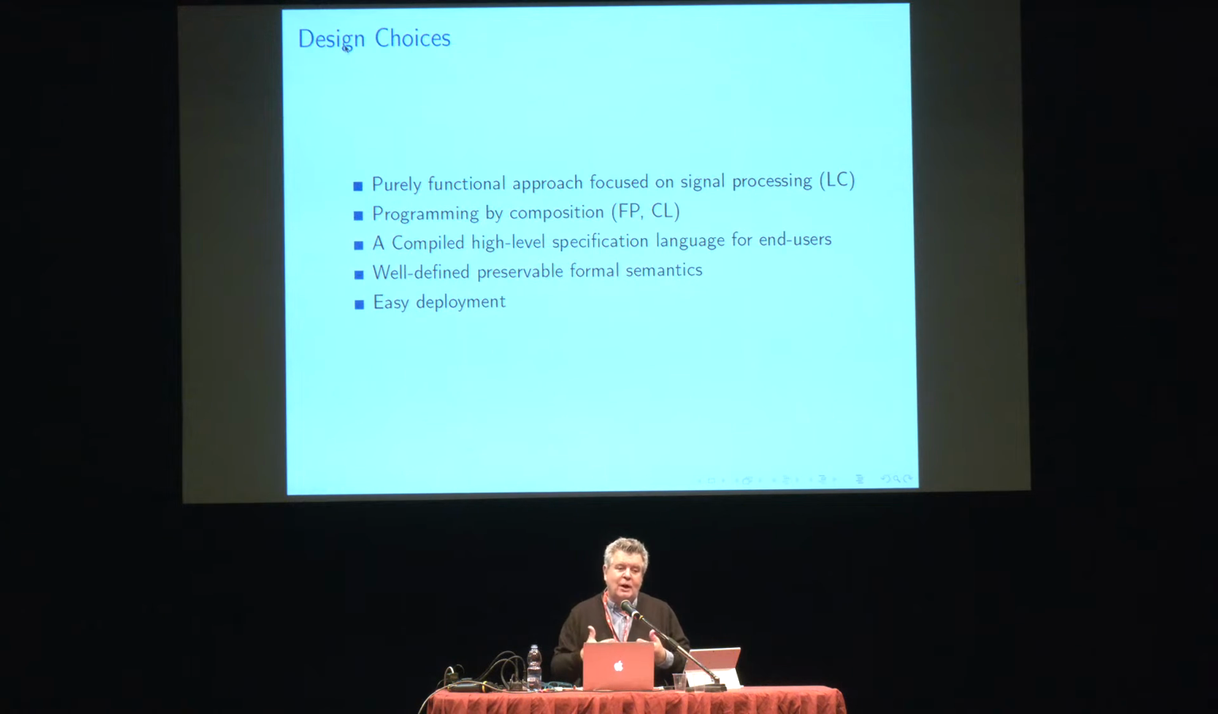So in Faust, you describe a signal processor starting from elementary signal processors. For example, plus is a signal processor that takes two input signals and produces one output signal by adding together the samples of the two input signals. Again, it's a mathematical function. In Faust, you program by combining elementary signal processors like plus, multiplication, etc.